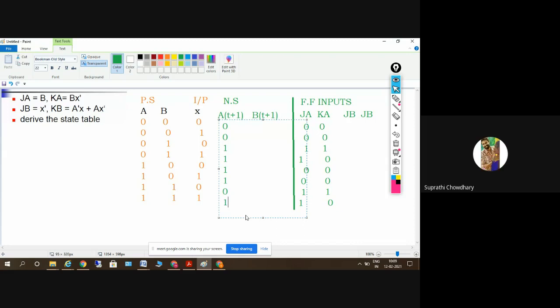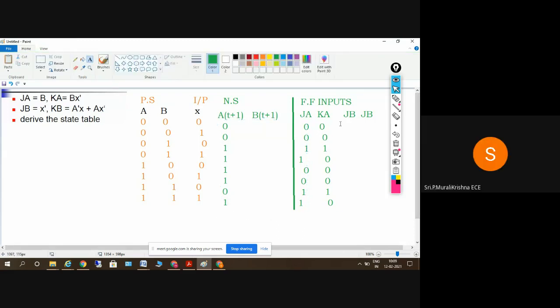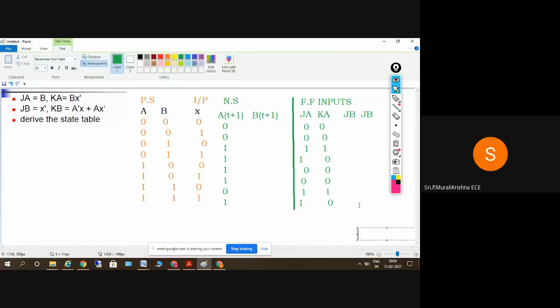In a similar way, we'll find the values of JB and KB. So tell me the values of JB and KB. Substitute those values. JB is equal to X bar. So what are the values of X bar here? We'll take these values: 1, 0, 1, 0, 1, 0. So that is the value of X bar and KB.